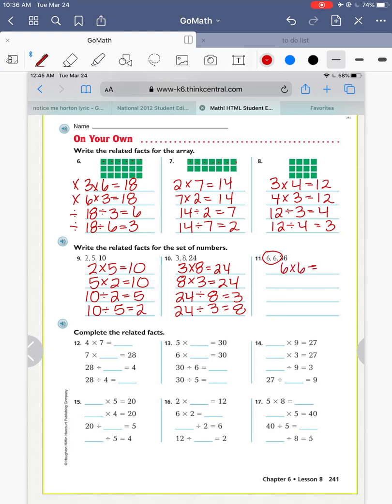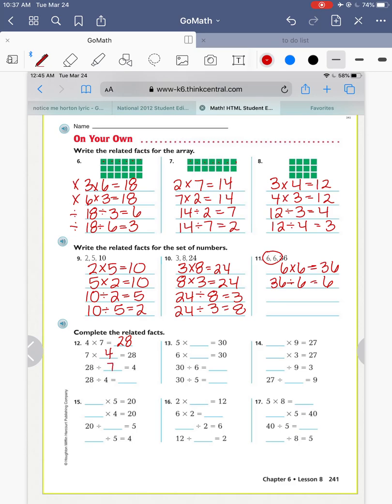6 times 6 is 36. And then 36 divided by 6 equals 6. Now you need to fill in the missing numbers. So 4 times 7 is 28, which means 7 times what is 28? You're missing a 4 there.